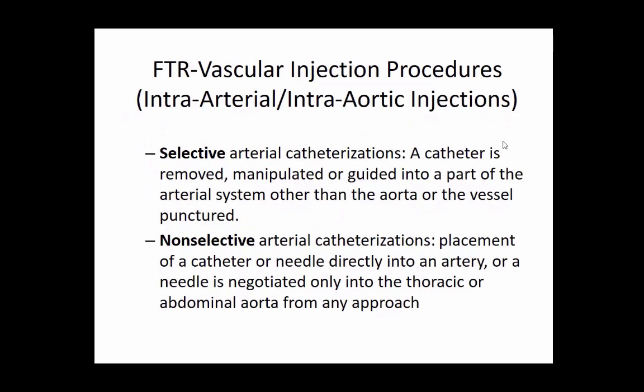A vascular injection procedure can be either intraarterial or intravenous. In the intraarterial injections, there's a selective arterial catheterization, which is when the catheter is placed where you want it to be, somewhere in the arterial system other than the aorta or the vessel that you punctured. In other words, you are choosing where it goes once you get into the vessels. With non-selective catheterization, you just place it directly into an artery, and it only goes there. It can go into the thoracic or the abdominal aorta, but not anywhere else.